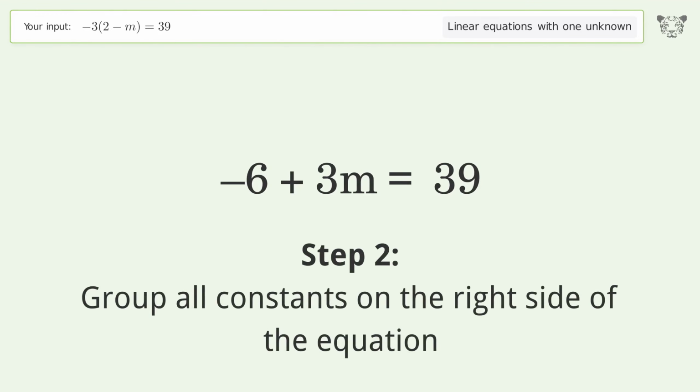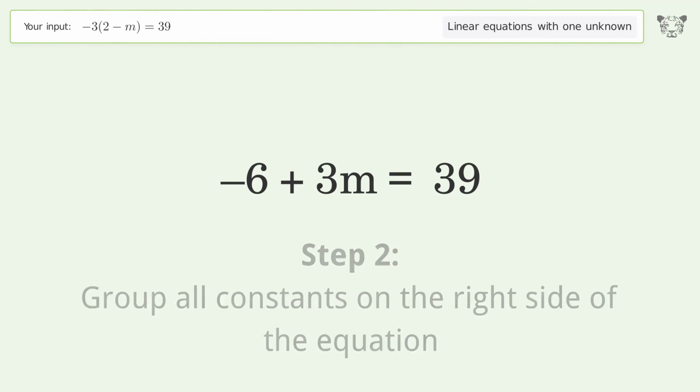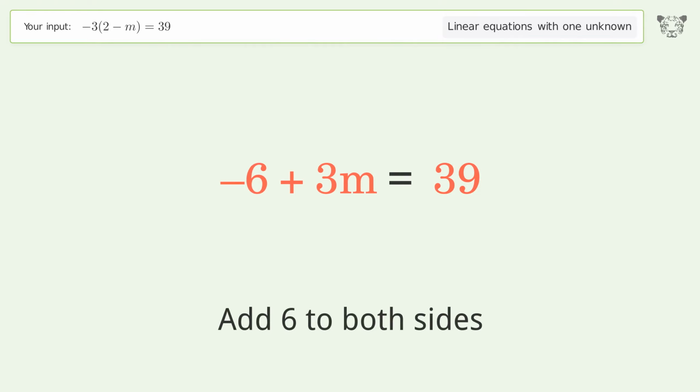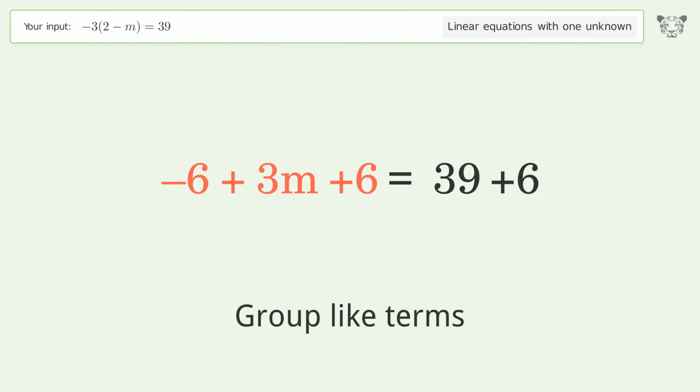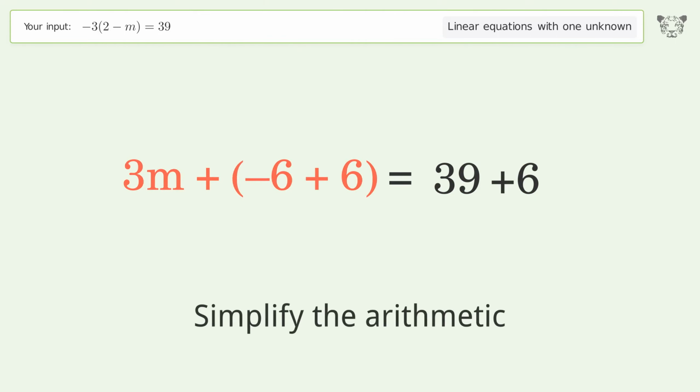Group all constants on the right side of the equation. Add 6 to both sides. Group like terms. Simplify the arithmetic.